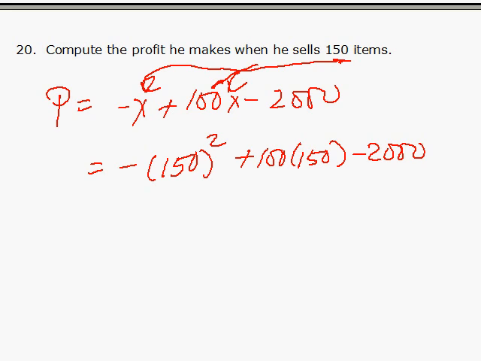In this case, the only thing that gets squared is the x, the 150. The negative sign remains. So you will have a negative term here, a negative term here. This one's positive. You find that this is much less than 0. So when he sells 150 items, he's really in the hole. It didn't help him to sell 150 items.